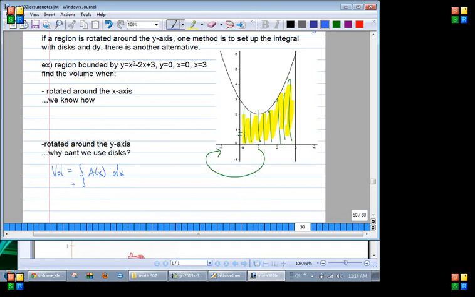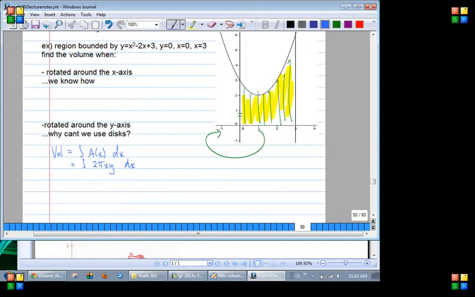And what's the area on a shell? 2 pi x y dx. Okay. But now we have two variables. Exactly. We want to integrate this dx. So having x in there is fine. Having y in there is not okay. But can we solve that problem? We can rewrite it.